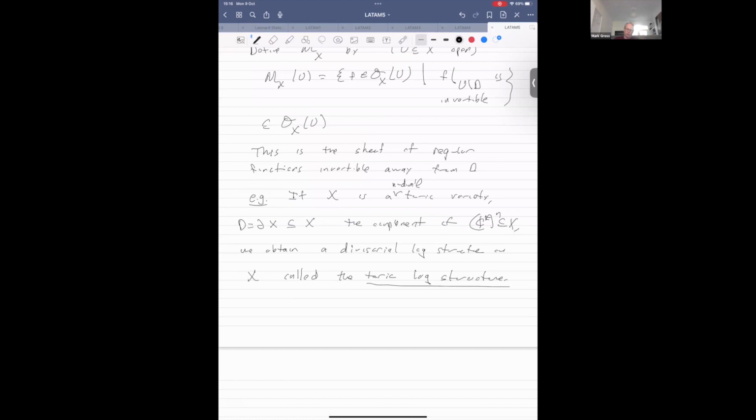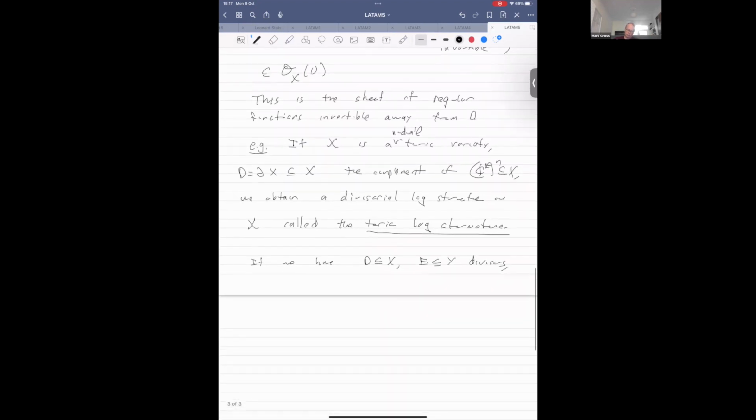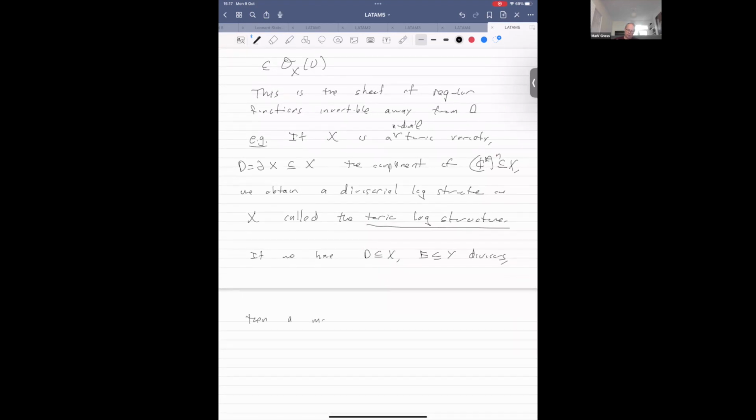Now, what about morphisms? If we have D contained in X and E contained in Y divisors, then a morphism of schemes F from X to Y produces a morphism between the divisorial log schemes if and only if the inverse image of E is contained in D.